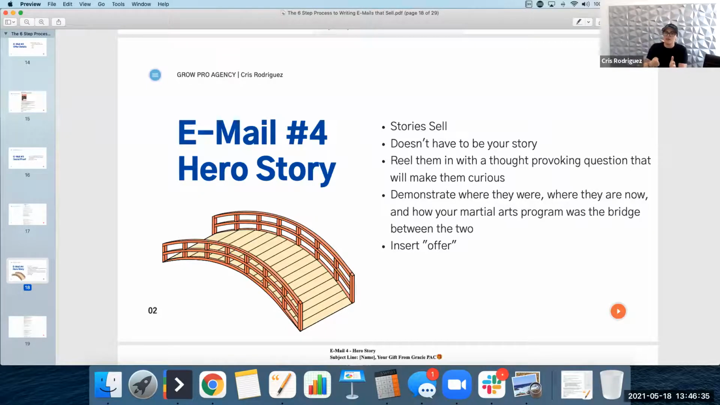But I like reeling them in with a thought-provoking question that prompts curiosity. And ultimately, my story needs to demonstrate where this person was, where they are now, and how martial arts was that bridge between where they started and where they are now. So when you are thinking of the story and writing the story, you need to make sure that you start where that person was, you talk about where they are now, and how your programs helped them to achieve it.